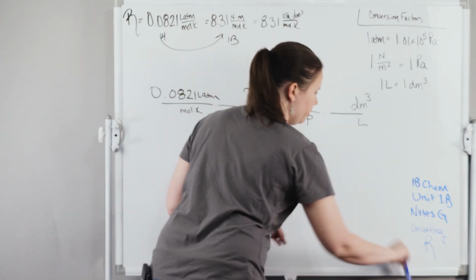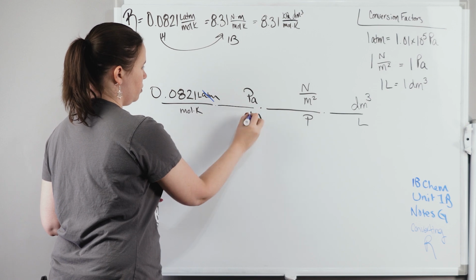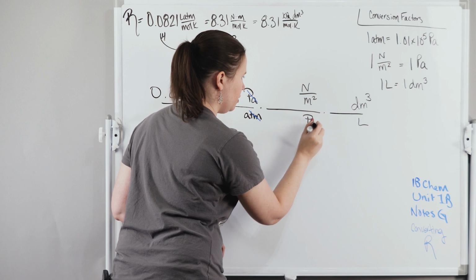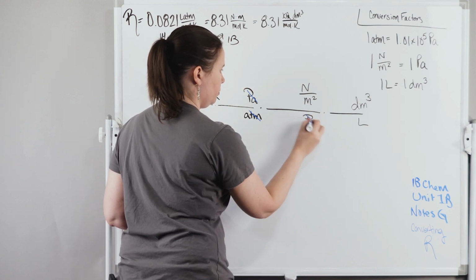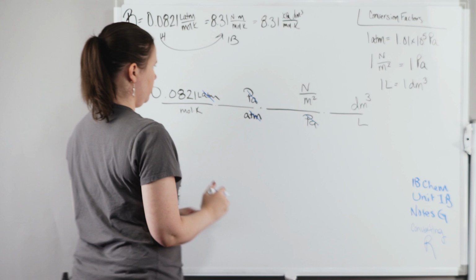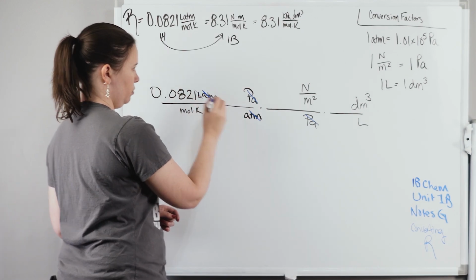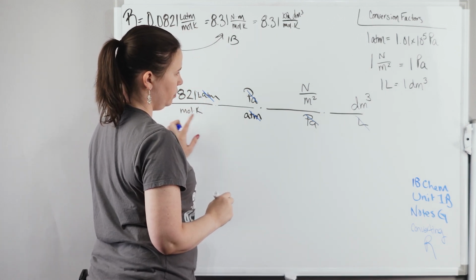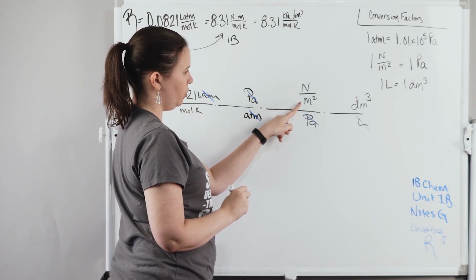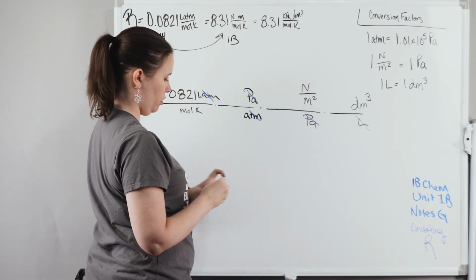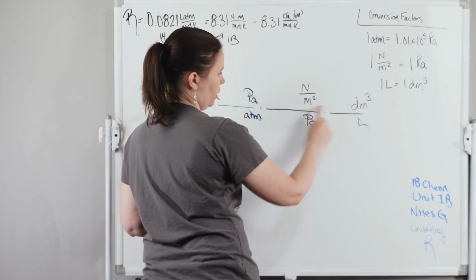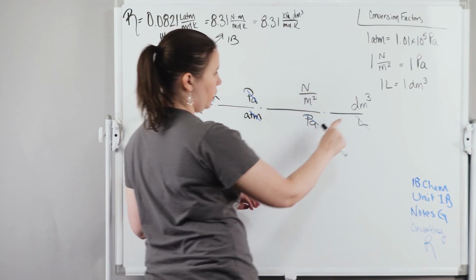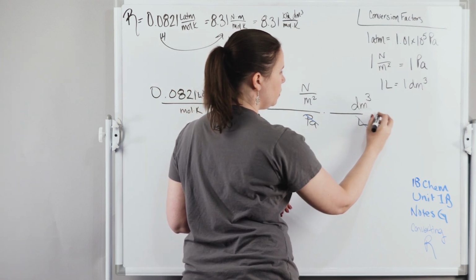Actually, let me do this in another color. My atmospheres cancel. My pascals, oops, I forgot to write the A. Pascals cancel. And then I kind of run out of steam. Now my liters cancel. So I've got my mole Kelvin still, and now I have a Newton, a meter squared, and a decimeter cubed. So the thing that's closest to canceling at this point is my meter and my decimeter. So maybe I could go ahead and get my decimeter over into meters.